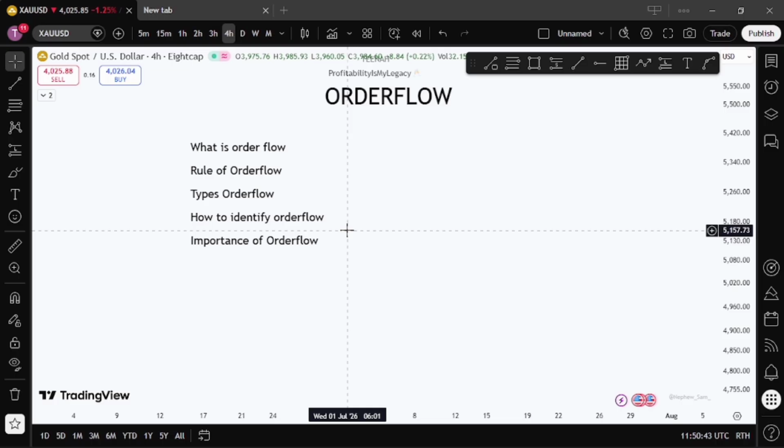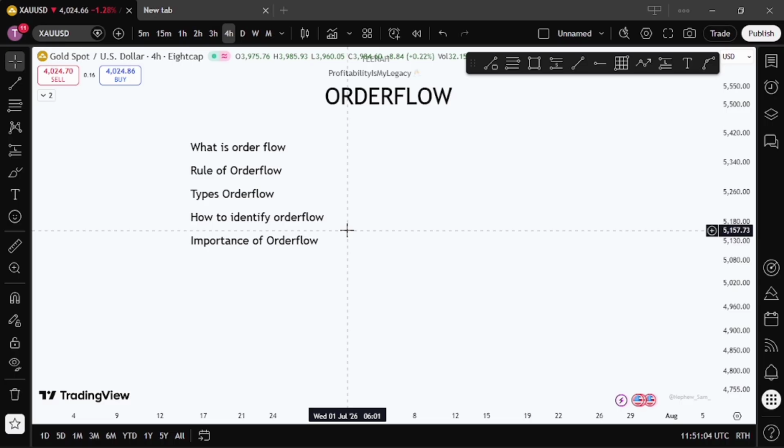It's so simple. Order flow simply shows you who is currently in control of the market. Now it is either buyers or sellers. It's just as simple as that. It is either buyers or sellers. Simple.